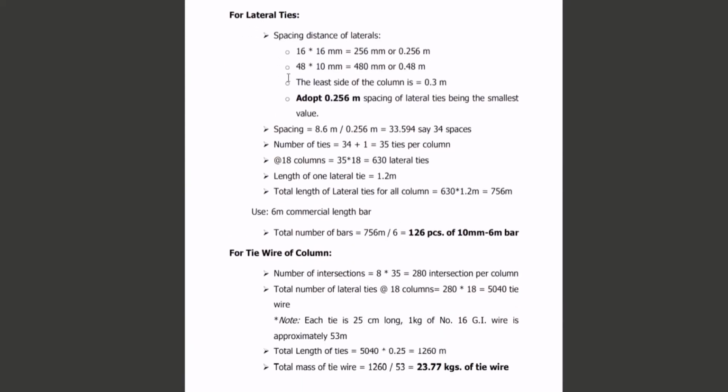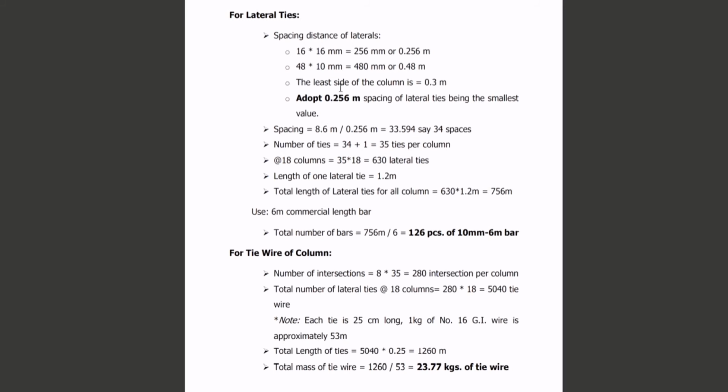For lateral ties naman, ito yung test na gagawin natin. So 16 by 16mm, ito yung diameter ng malaking bar natin, which is equals to 0.256 meter. Tapos 48 by 10 millimeter diameter natin ng ties, so 0.48 meter. Tapos yung column natin, this side ng column natin is 0.3 meters. We will adapt 0.256 meters kasi siya yung smallest na value.